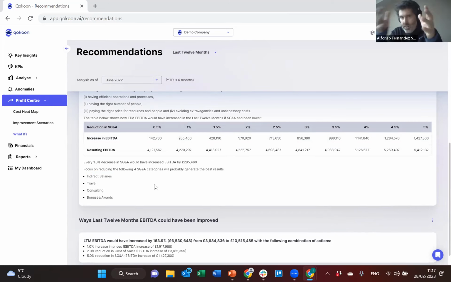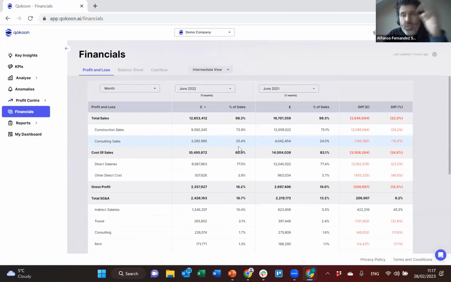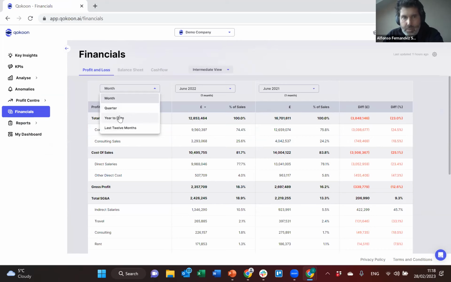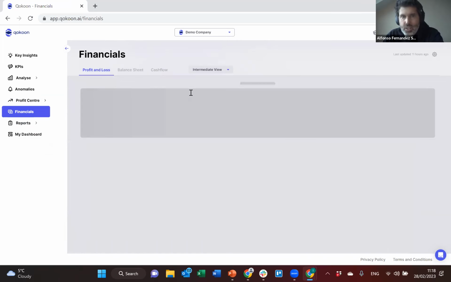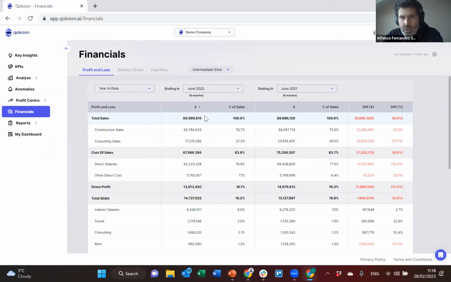So basically, our algorithms tell you where you should focus to yield better results when you're saving costs. Two quick sections here. Financials, people still like to see things in tables. So we have P&L, balance sheet, and cash flow. You can choose the period of comparison. So I'm going to choose year to date. You choose the two months or year to date you want to compare, and then you have one year, everything as a percentage of sales, the next year, and the variance analysis here.